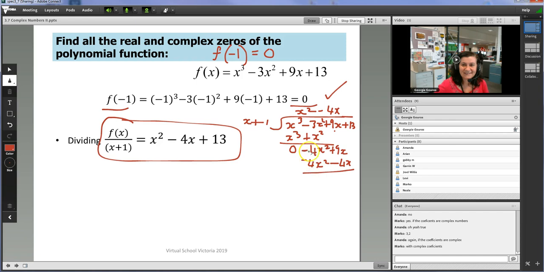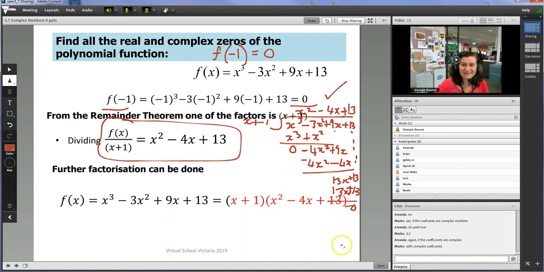So you subtract everything. So that's going to end up being 13x here. Bring down the 13. x plus 1 goes into 13x plus 13, 13 times. So 13x plus 13, leaving 0. It's hard to write with a mouse. So that's just by doing polynomial long division. You can work out what the other factor is, and you can spend some time on that, or you can just use the quadratic formula on that to work out the solution.